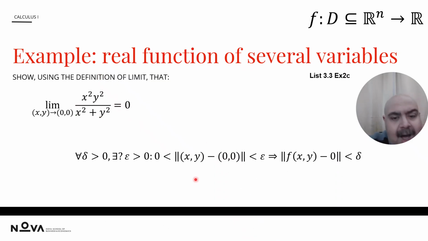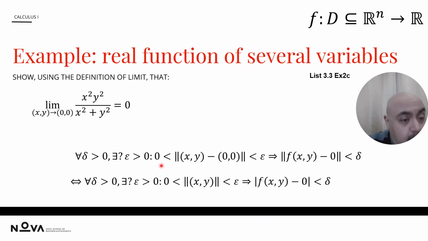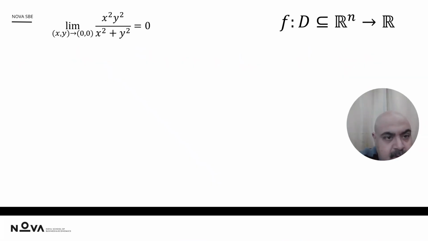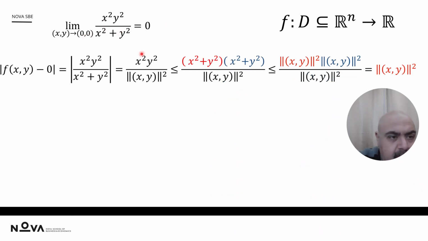So once more, I will use the definition that will work very well with the norm, as you can see. So I will start proving this relation once more. For every delta greater than 0, it's possible to find an epsilon greater than 0 such that (x, y) is in an open ball with center at the origin and radius epsilon, and its image is in an open ball with center 0 and radius delta, as we can see. So I would start with the function minus the value of the limit, which is 0. Here is the function x squared y squared divided by x squared plus y squared minus the origin, so it will be the same.